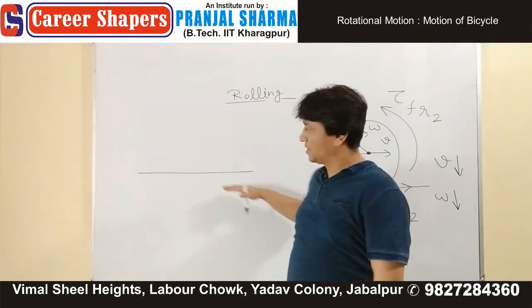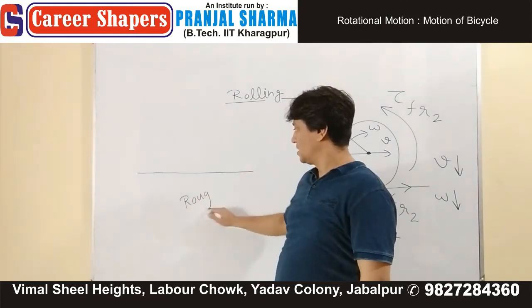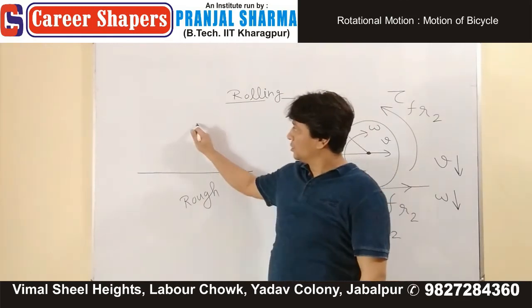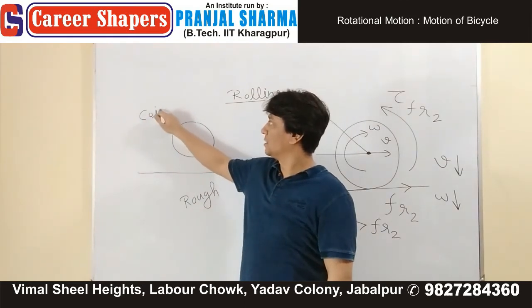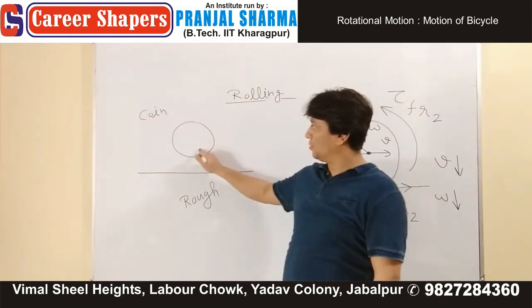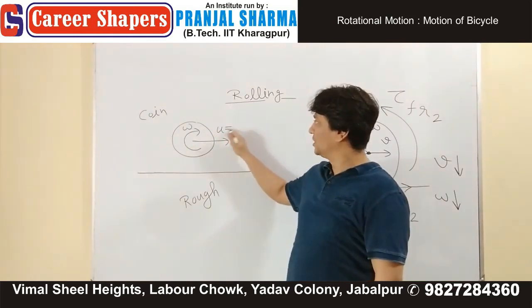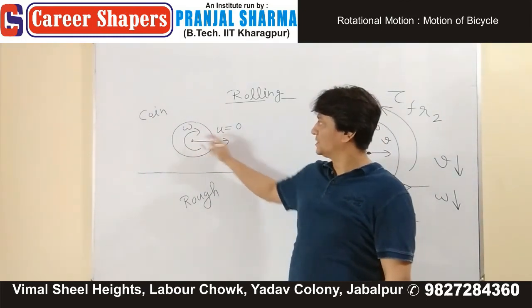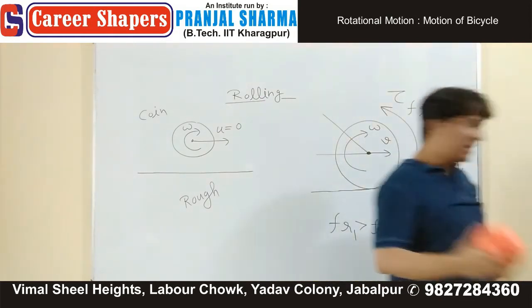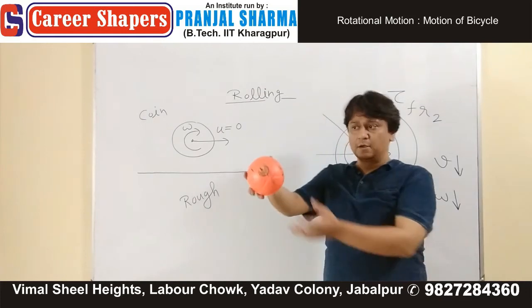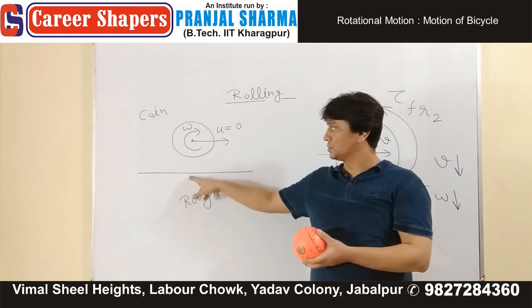This is a horizontal surface. Remember, it is rough. You have a coin. This is a coin. And what you did, you produce an omega only. It doesn't have any initial speed. Center of mass is not moving, it is only having rotational speed. So what I expect from you is that hold a coin and give it rotation, and then put it on the ground.